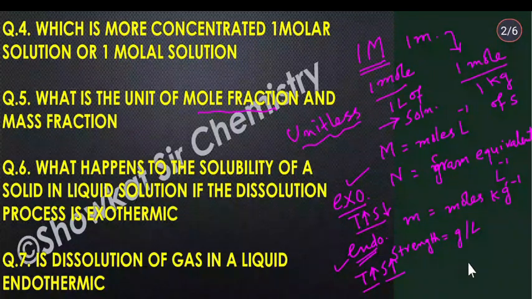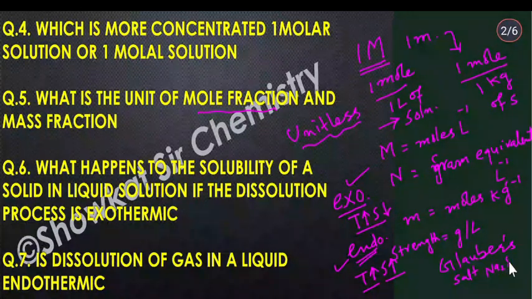But there is one exception, and I hope you will remember that. That is known as Glauber's salt. I hope you have gone through this. Glauber's salt is actually sodium sulfate decahydrate, with 10 molecules of water of crystallization. So this is a special salt. If you increase the temperature, the solubility will also increase up to 32.4 degrees Celsius. But after that, if you increase the temperature, the solubility will decrease.